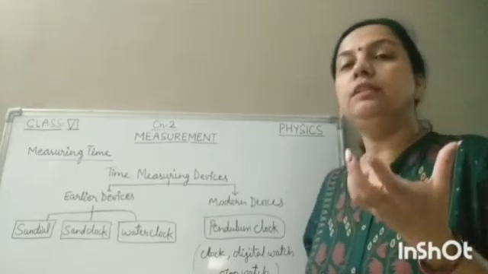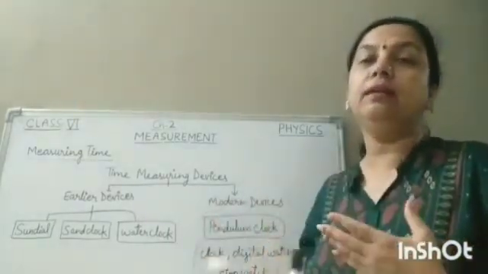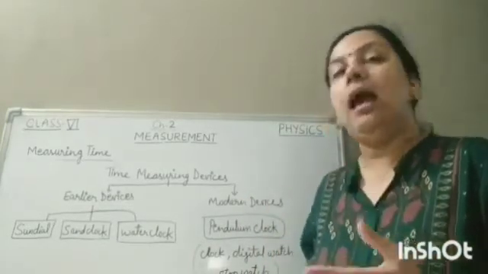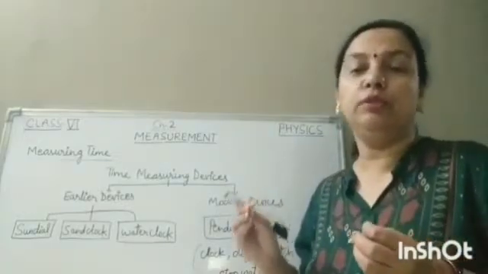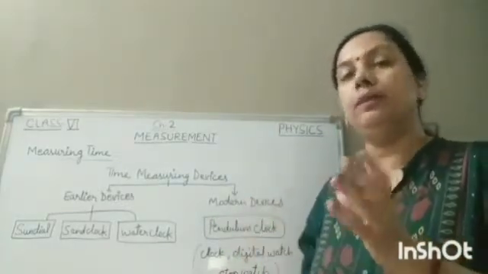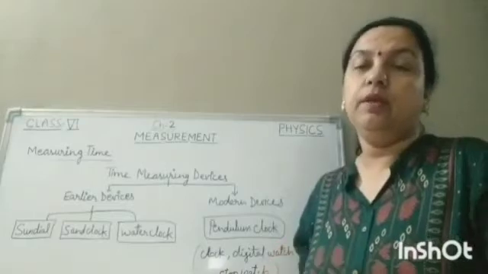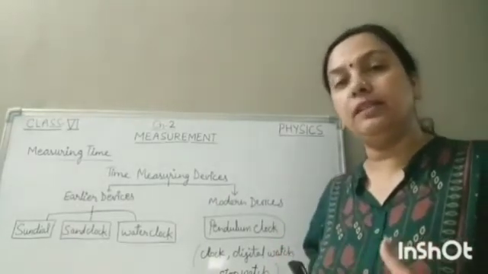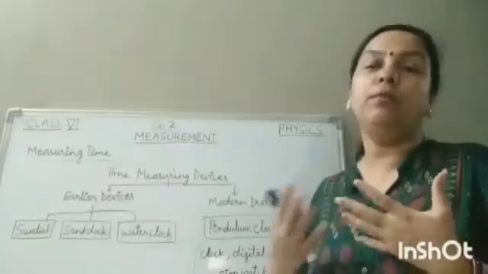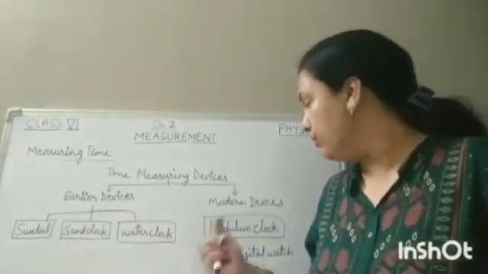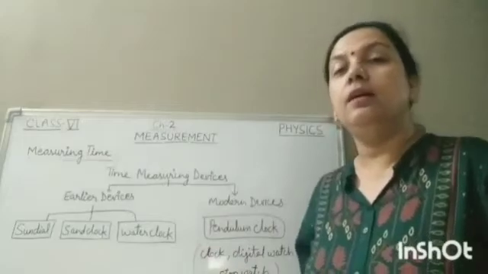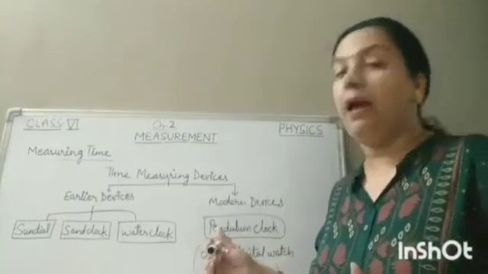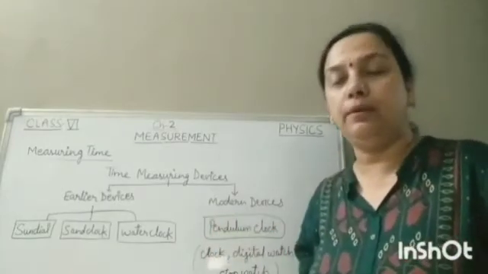Children, a motion which repeats itself at regular intervals of time is called periodic motion, and the principle of periodic motion is used for measuring the time. Clocks and watches are the most common devices used by us for measuring time. And one of the most common devices which shows periodic motion is the pendulum clock or simple pendulum.